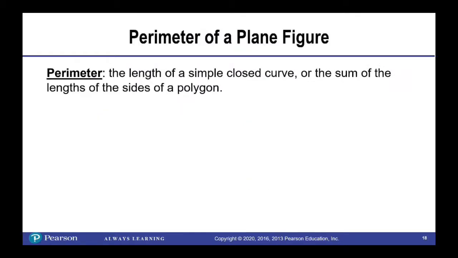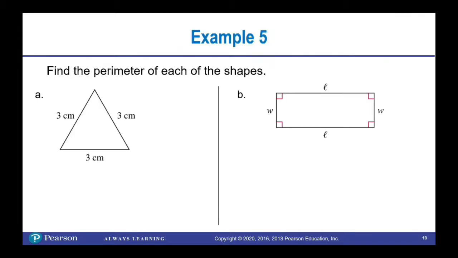Perimeter is the length of a simple closed curve, or the sum of the lengths of the sides of a polygon. In other words, perimeter is the distance around. In example 5, we are asked to find the perimeter of our shapes. So for part A, we're going to add those three sides of the triangle. So we have 3 centimeters plus 3 centimeters plus 3 centimeters. 3 plus 3 plus 3 is 9, and our units here are centimeters.